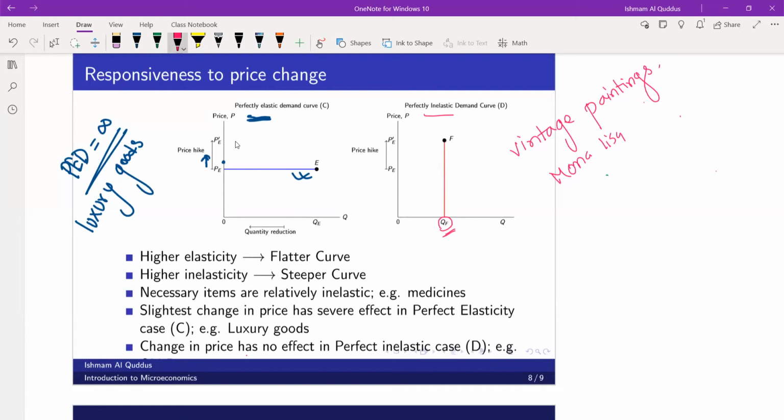So try to come up with your own set of goods that you think fit the concepts of perfectly elastic and perfectly inelastic.